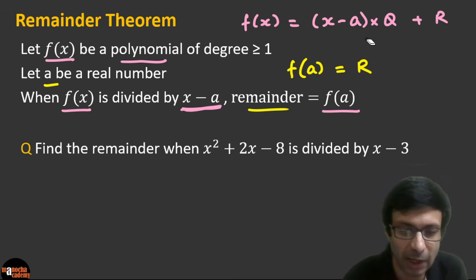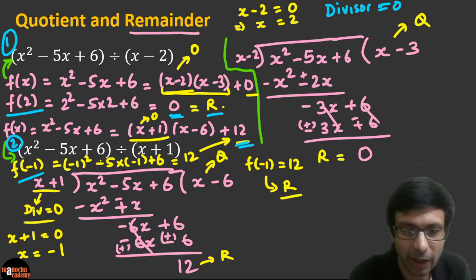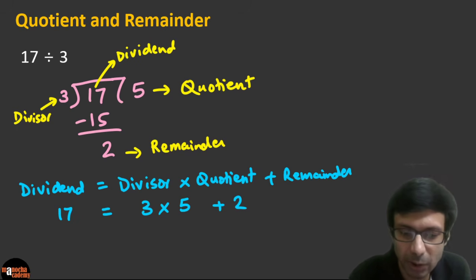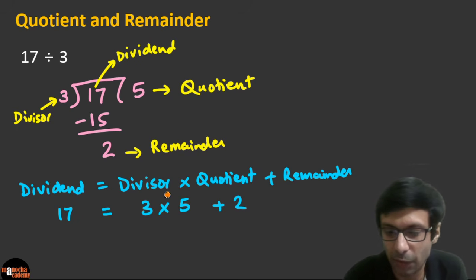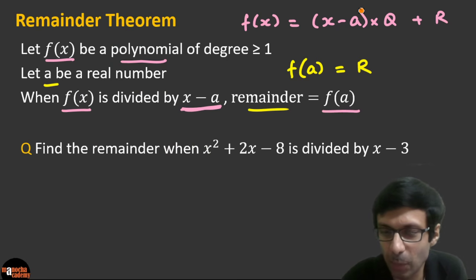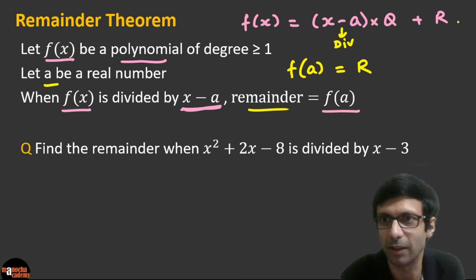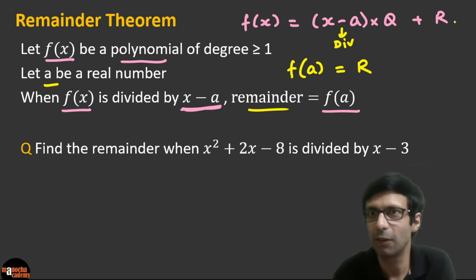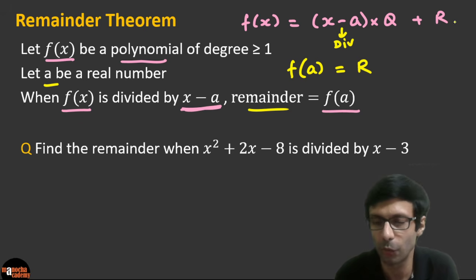Any polynomial, as we saw when you do divisions, or the simple division, you can express as dividend is divisor times quotient plus remainder. So we can say any polynomial f(x) can be expressed as (x minus a), which is our divisor here, times quotient plus remainder. Simple. So dividend is going to be divisor times quotient plus remainder. All of you know that.